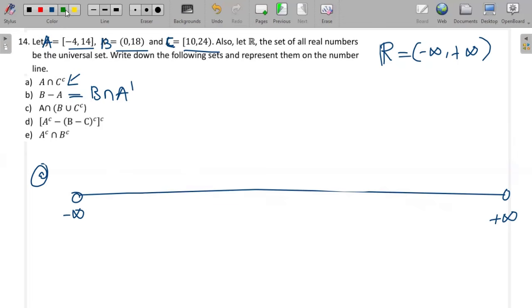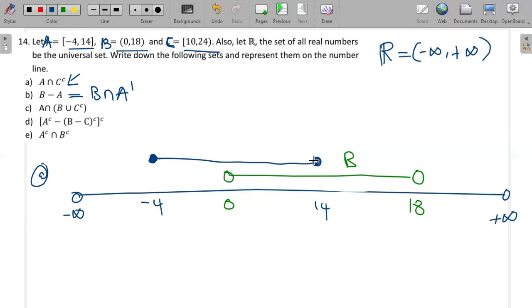Let's do it. So B, we're coming from 0 to 18. This B here. And 0 is not included. Even the 18 is not included. So this is my B. And then now I have to get my A complement. So to get the A complement, you first have to draw the A. So A is from minus 4 to 14. So 14 is somewhere here. Minus 4 is somewhere here. So the minus 4 is included. Even the 14 is included. So this is my A, but I'm not interested in the A. I'm just drawing it here so that I can get my A complement.